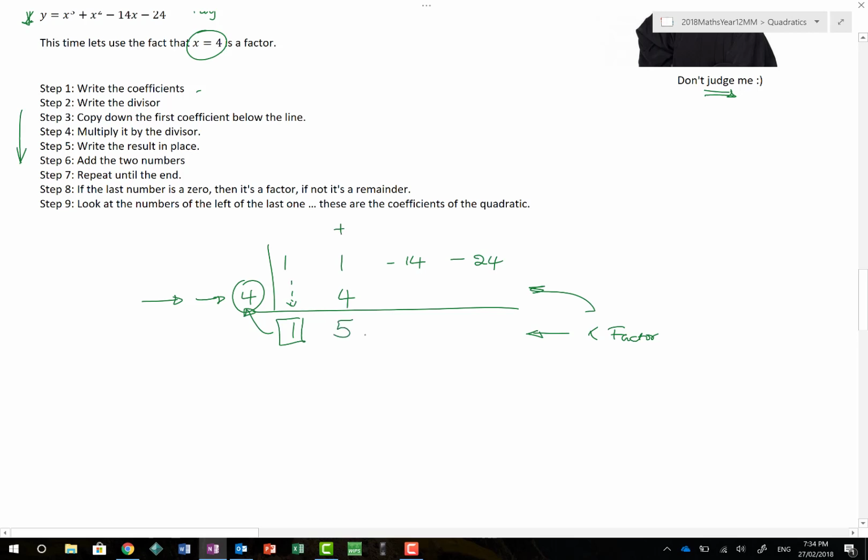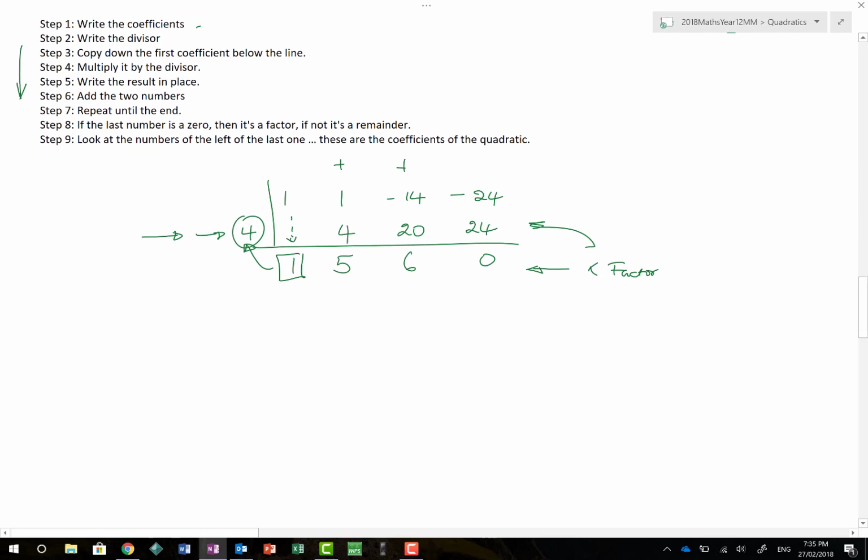I've written a number in the bottom row, so I have to multiply that by my factor. So 5 times 4 gives me 20. I've written something there. We add them together. Minus 14 plus 20 gives me 6. 6 times 4, multiply them together, gives me 24. And then we add them together to give me 0. And OMG, that is so easy. But what do the values mean?